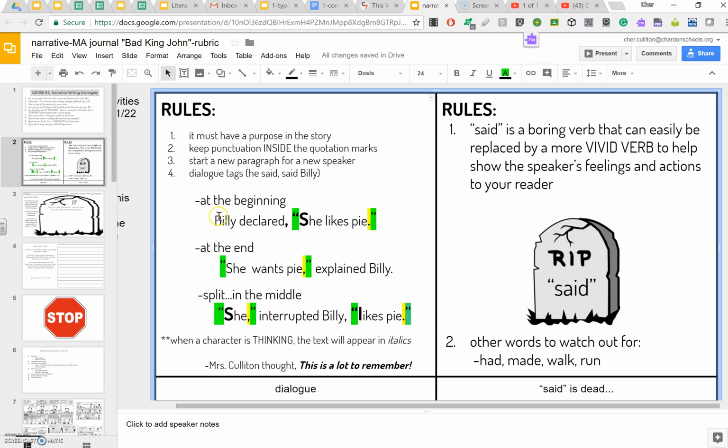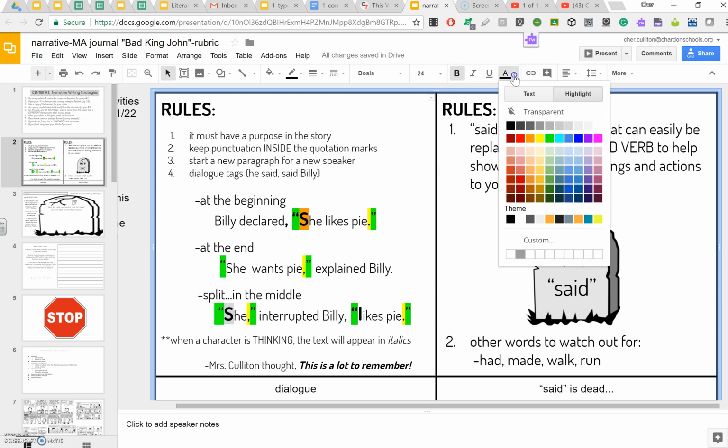Here, she wants pies at the beginning of the sentence. This isn't the beginning of the sentence because it's a continuation. So if I put my dialogue at the beginning, the second part doesn't need to be capitalized. Here, the beginning of my sentence is way over here.